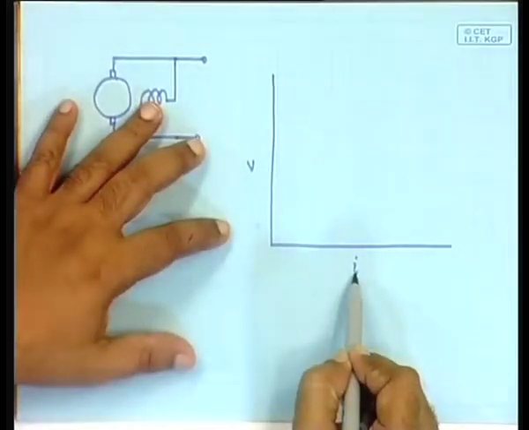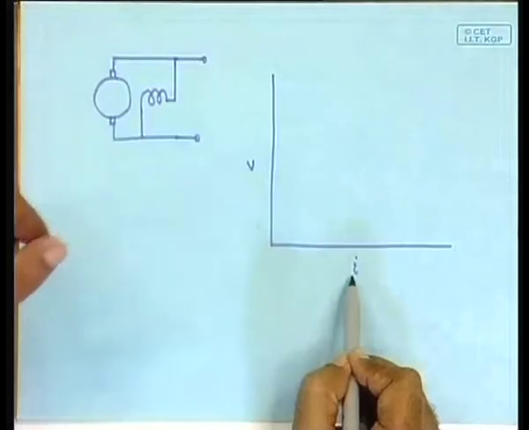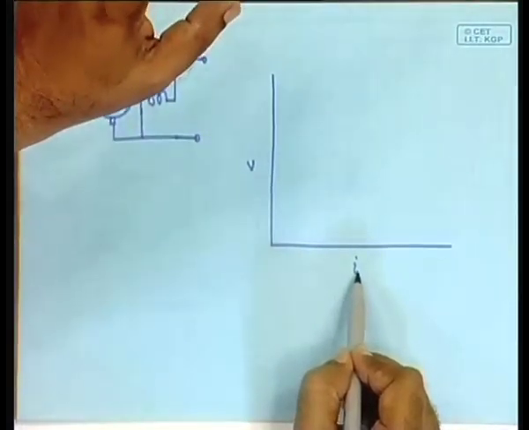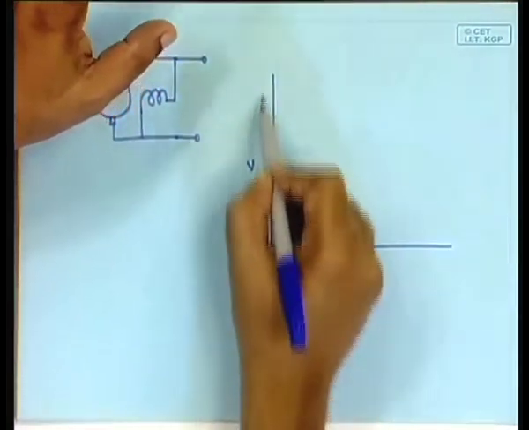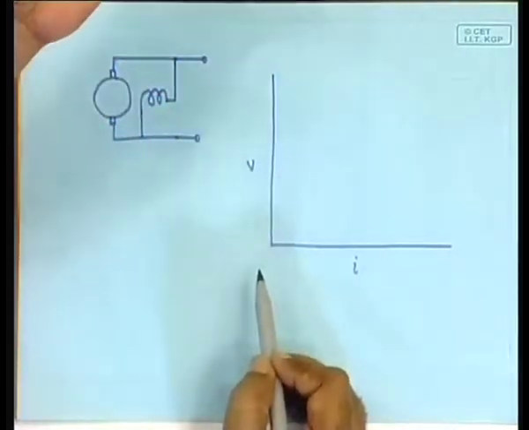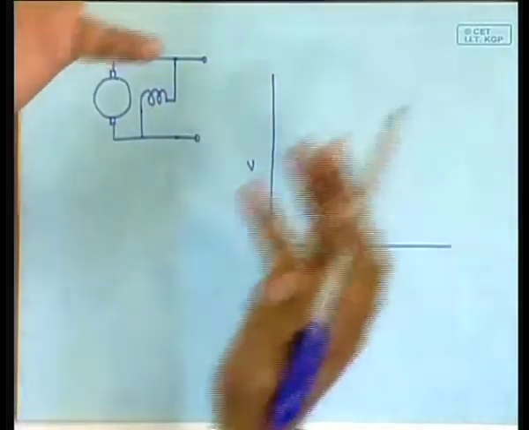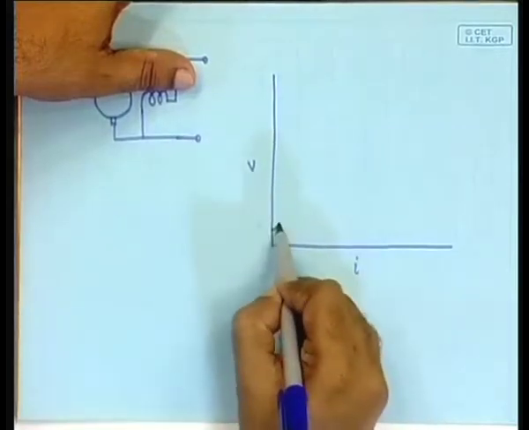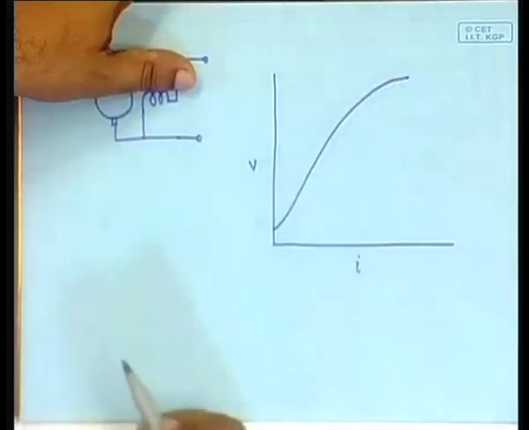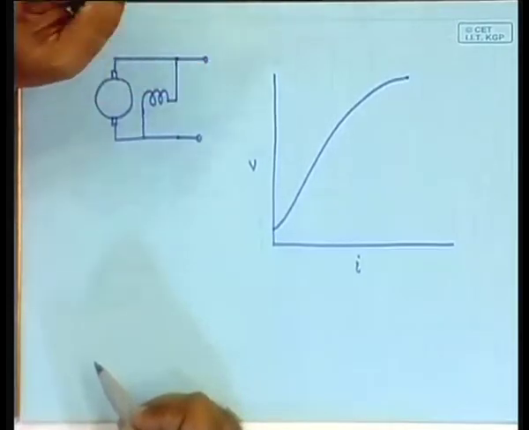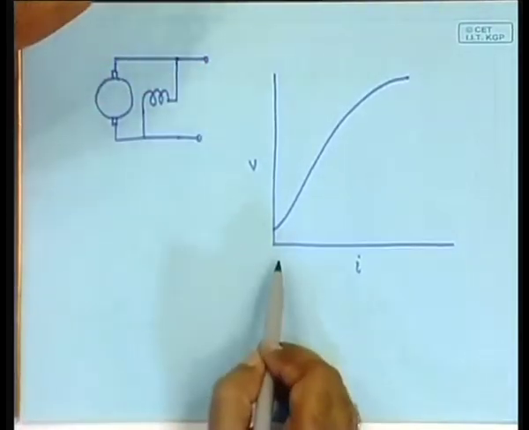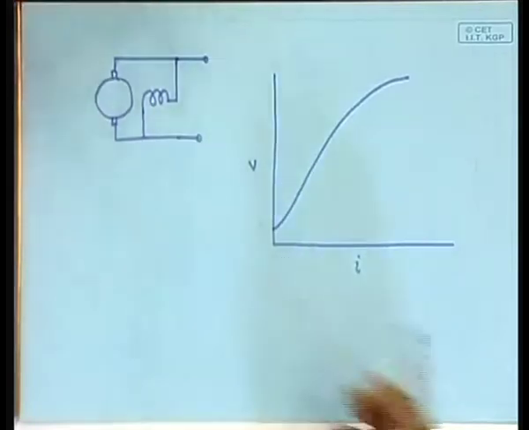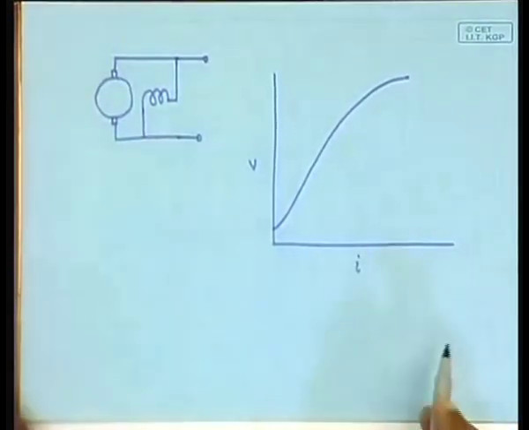Effectively, the current will be ampere turns. The turns are fixed, so this will be Ni. V is proportional to the flux. The voltage that is induced is proportional to the flux. So effectively this will be the BH characteristic, and the BH characteristic, as you know, is something like this. Okay, so this can be measured. If you are trying to run a machine as a self excited induction machine, this has to be measured.